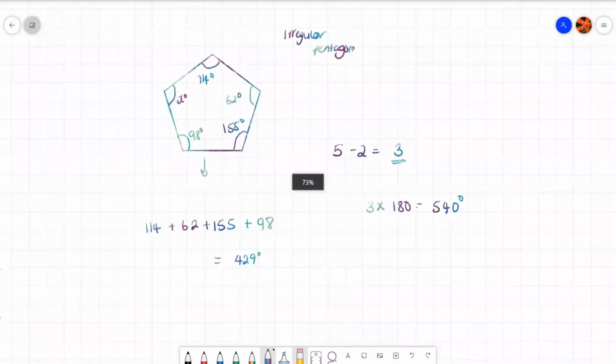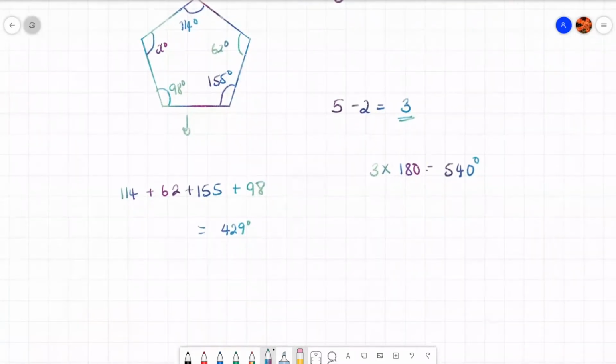Well, all the angles add up to 540. I want the missing one. So I'm going to do 540 minus 429. And I end up with 111 degrees. So that missing angle there is 111 degrees.